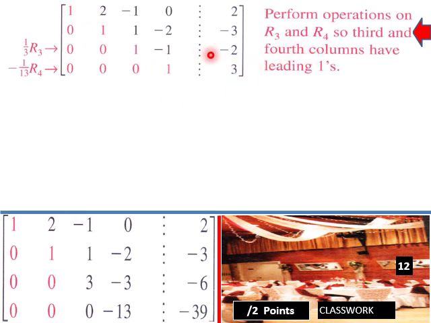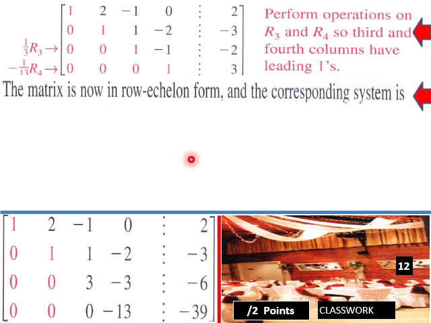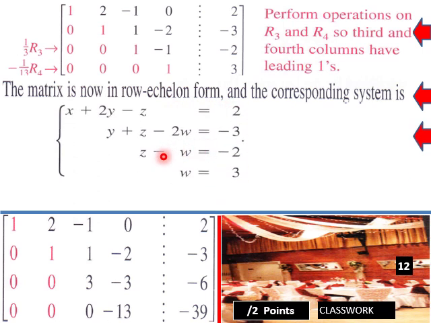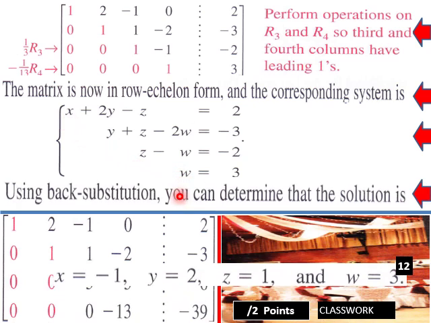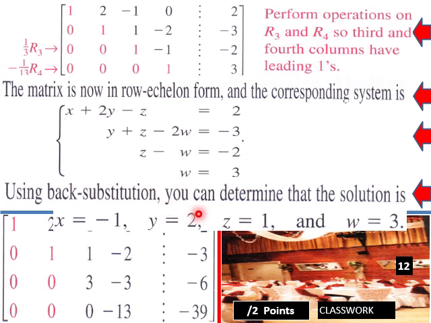Perform operations on row 3 and row 4. So third and fourth columns have leading ones. Now we have leading ones, here's our leading ones. The matrix is now in row echelon form, and the corresponding system is here. Here's our corresponding system: X, Y, Z, and W. Using back substitution, you can determine that the solution is X is negative 1, Y is 2, Z is 1, and W is 3. Here's our W here.